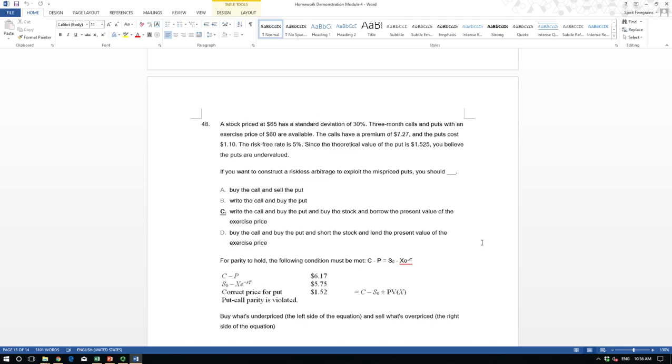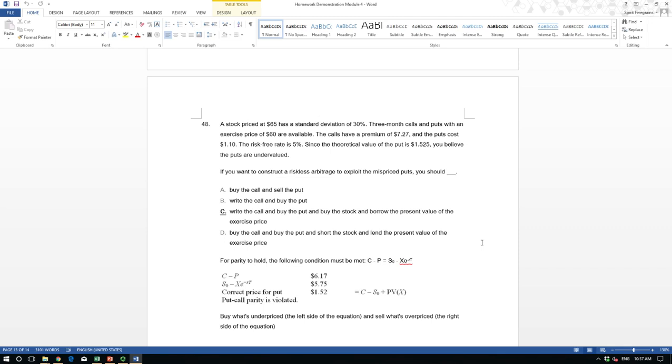On the left side. On the right side, you want to buy, and buying S minus the present value of X means that you buy the stock, right? And also you borrow money. You borrow the present value of the exercise price. So once again, you sell a call, you buy a put, you buy a stock and borrow the present value of the exercise price. So the answer is C.